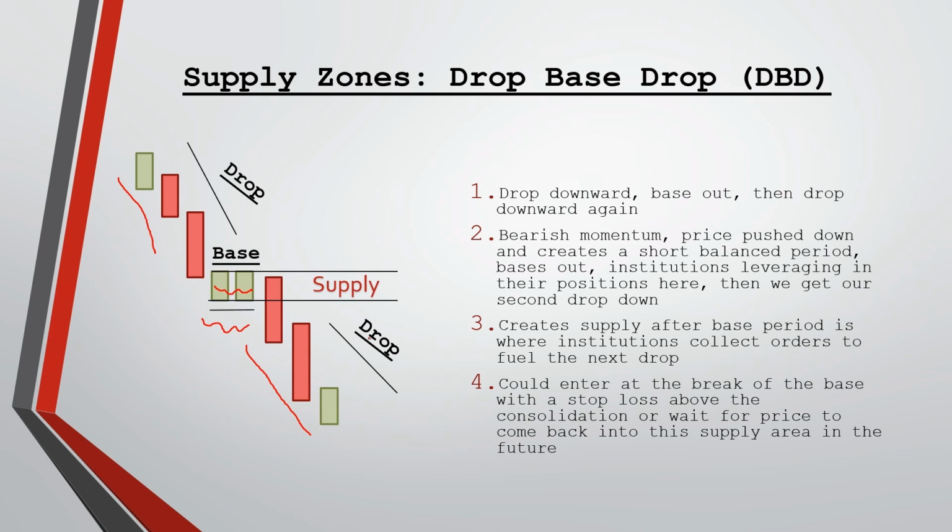Two ways you can play this. Same thing as the rally base rally. You can sell short, buy puts at the break of this base to the downside, put your stop loss above it, or you can wait for price to come up, hit the supply zone, reject it, and come back down and make money and profit for the ride down, right?